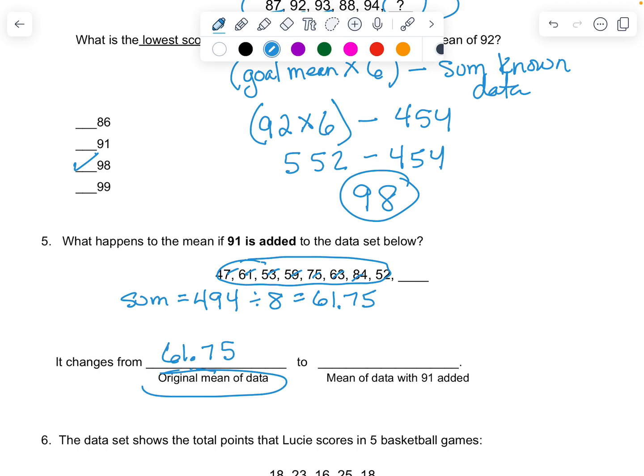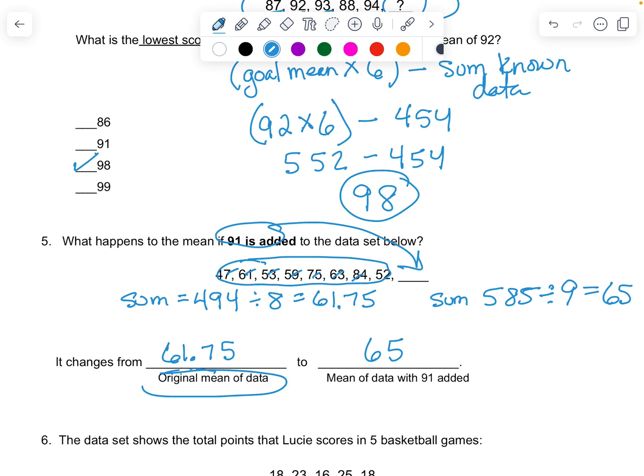Then it says, what if 91 was added? So if I add 91 more, my new sum is 585. And my new total pieces of data is 9. So 585 divided by 9 gives me a new mean of 65. So the score would change from about a 62 up to a 65.